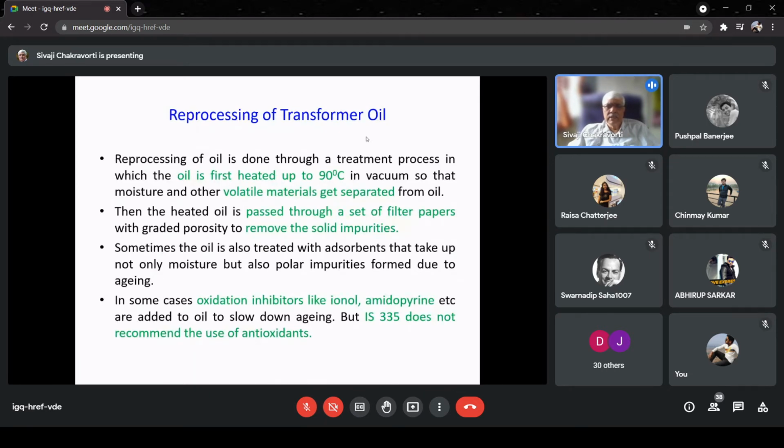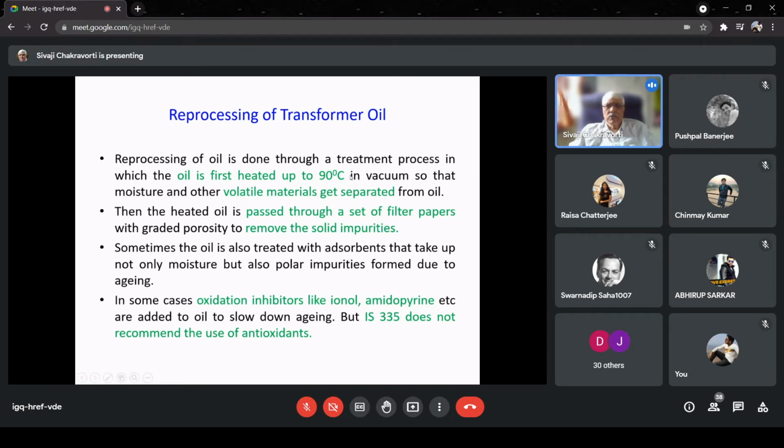Very simple. I heat the oil to 100 degrees centigrade, so naturally the water will vaporize. But there is a problem. If you remember, there is a categorization of insulating materials, class Y, class A, etc. Probably you have studied.